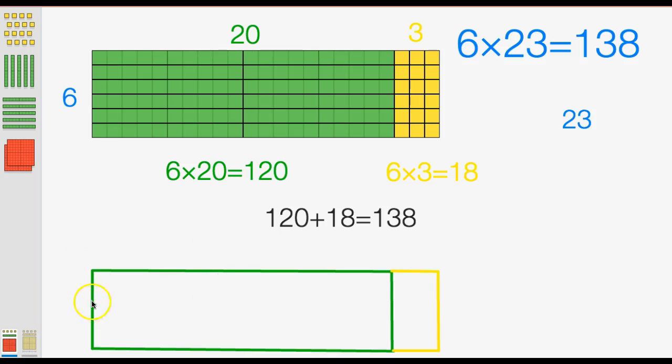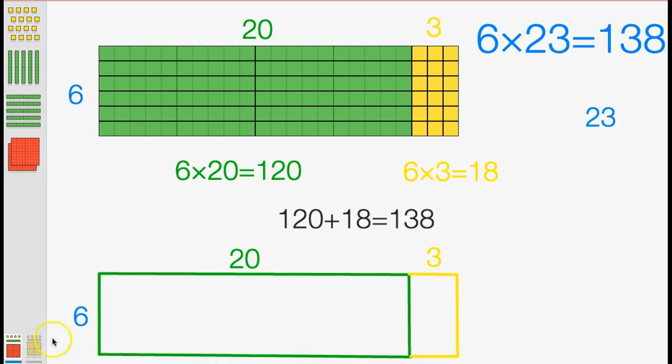Essentially, I can make a model without drawing all of those little squares or using the base 10 blocks. This is something that I might draw. I know that this entire side is 23, and I know that I can decompose 23 into 20 and 3. And I know the side that I'm not going to be distributing is 6. So now that I've drawn that out, all I have to do is find the area of each rectangle.